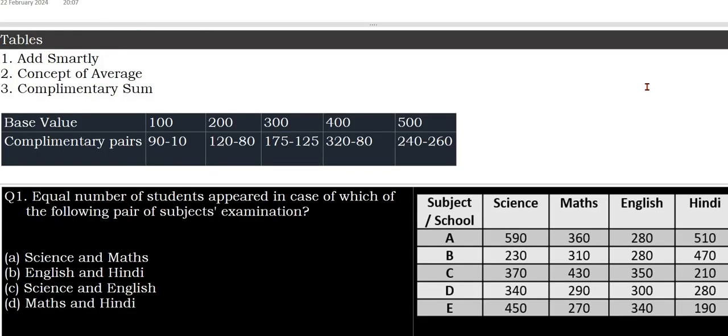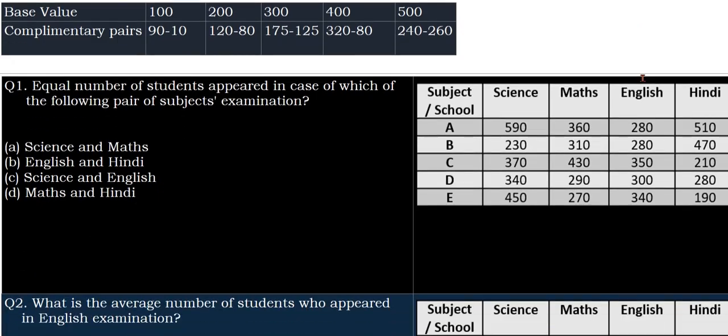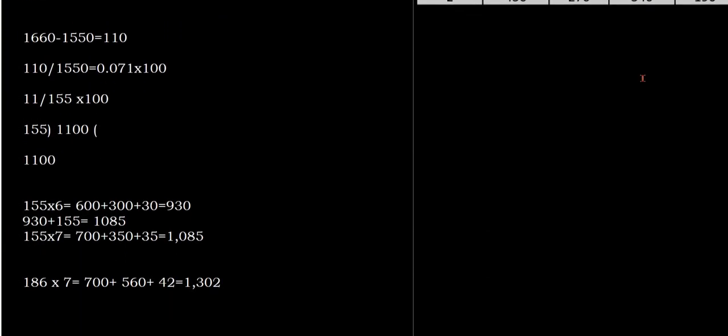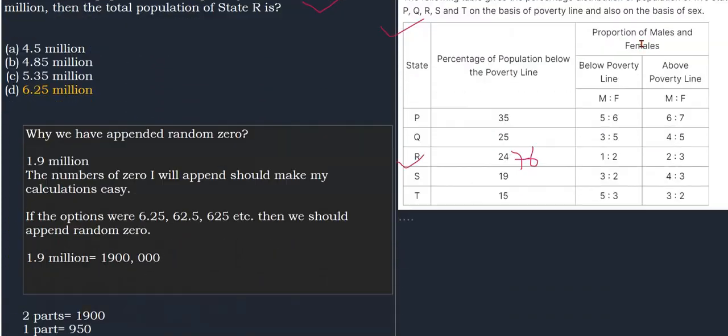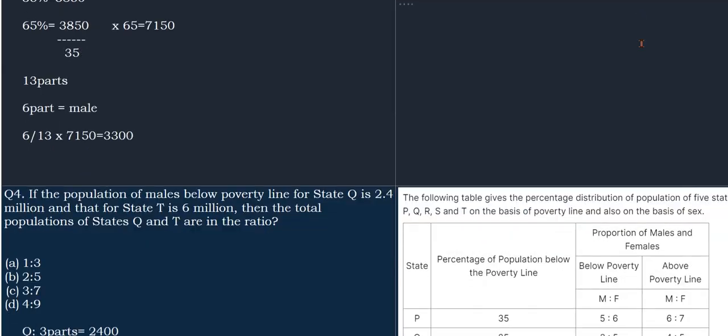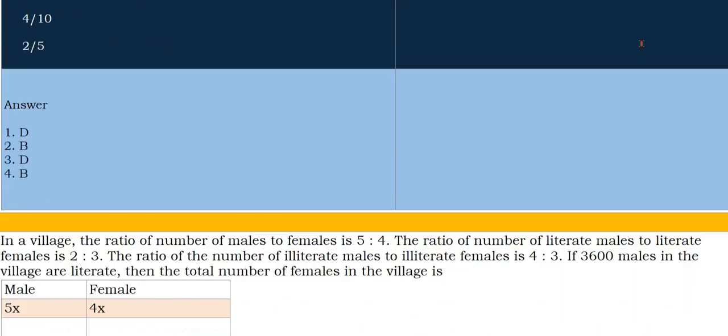Now there is also DI. As you can see, this is the tab for tables. Similarly, you have it for pie charts, graphs, and so on. Selected questions are given as examples which were discussed in the class, and how to quickly solve them. These are selected questions which are chosen to tell you about a concept.